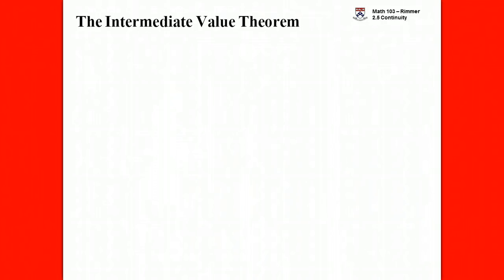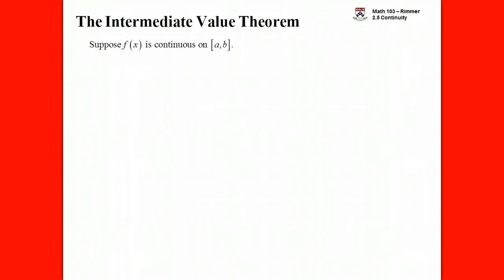So a consequence of being continuous is the fact that this theorem will hold. It's called the Intermediate Value Theorem. I'm going to give you the formal statement of it, but the picture is what you really need to get a good understanding of it. So here's the formal statement of it.